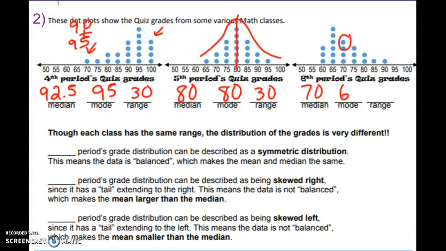The mode is 65 because it is the one that has the most dots above it. And the range, you should have subtracted 60 from 90 and you would get 30. If you missed any of that, go back and correct it.